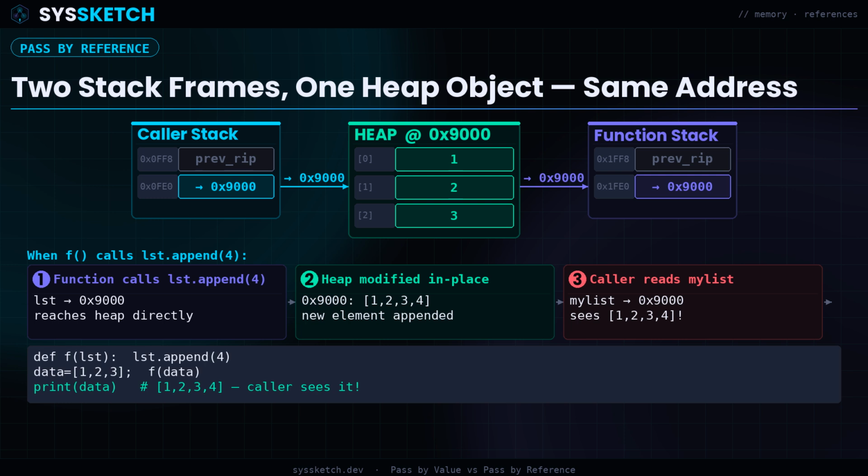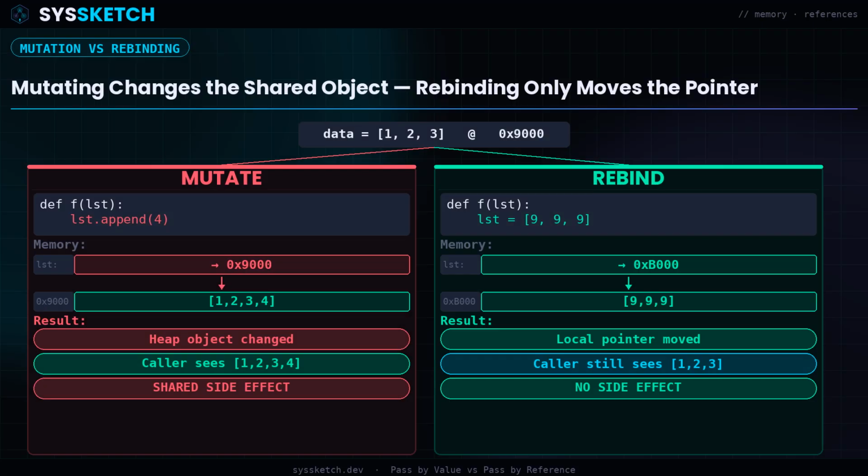The most important distinction to burn into your memory is the difference between mutating and rebinding. Mutating means you call a method or use index assignment to change the object the pointer already points at. lst.append changes the list in place. Rebinding means you point the local variable at a completely new object. When the function does lst = [999], it creates a new list on the heap and points its local variable at that new list. But the caller's reference still points at the original object. The caller never sees the new list.